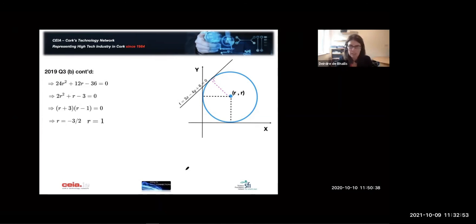Now, remember what I said, no piece of redundant information. We were told specifically that this circle was in the first quadrant. That means that r equals minus 3 over 2 is not a valid answer, so we need to discount it in this case. And we are left with r is equal to 1. And what that means is we now have r.